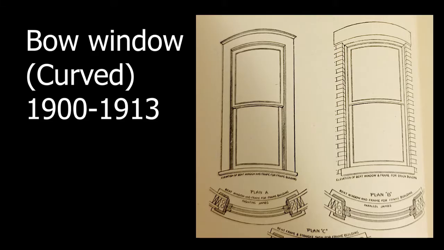Third is the bow window. This was a curved window that would often appear in a rounded part of a building like a turret, and it was mainly built during the years 1900 to 1913.